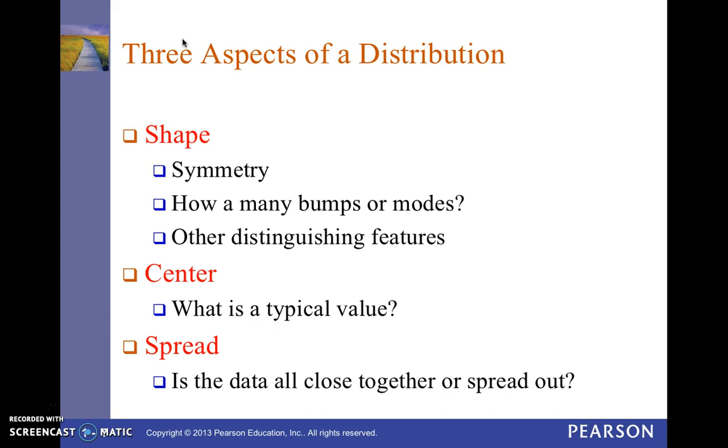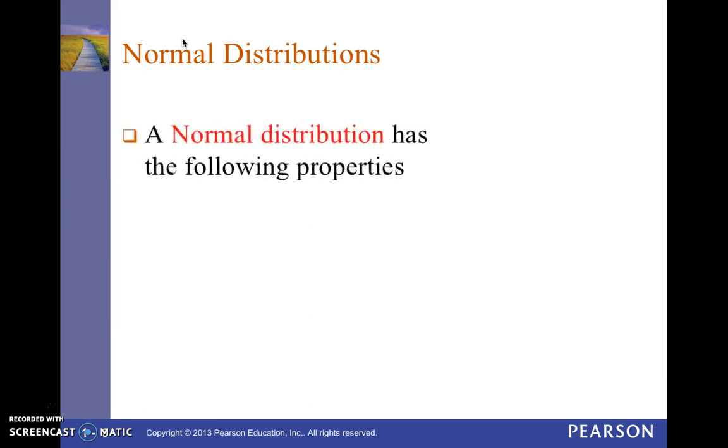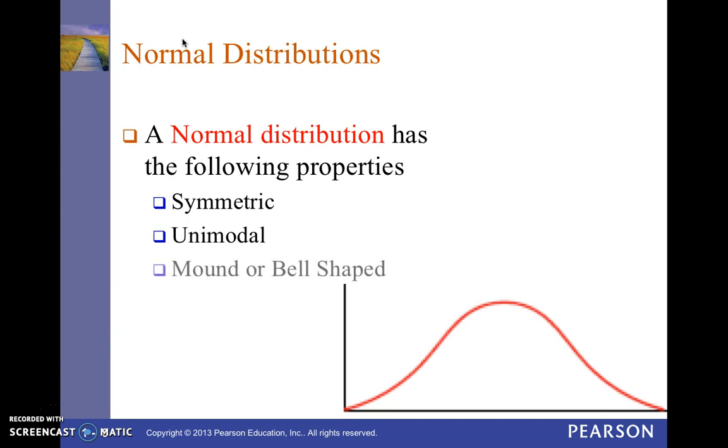One particular distribution that we actually have a lot of information about is the normal distribution. Oftentimes it's simply called the normal curve. With respect to our three aspects, we know, for example, that the normal distribution has the following properties. One, it's symmetric. Two, it's unimodal, there's only one mode, only one frequent thing. Three, it's mound or bell shaped, so sometimes the normal curve is called the bell curve for that matter. So we know these things about it.